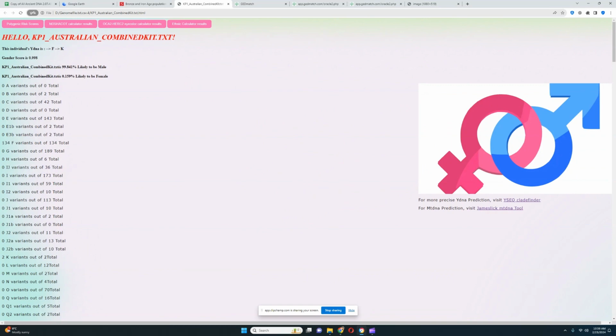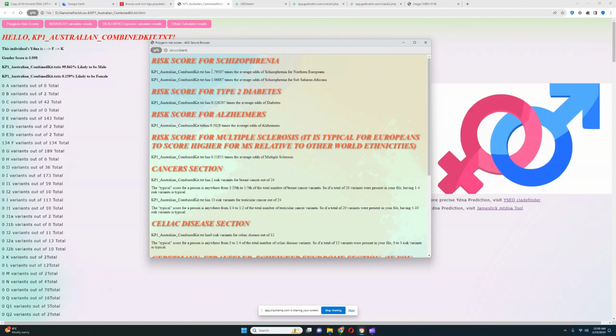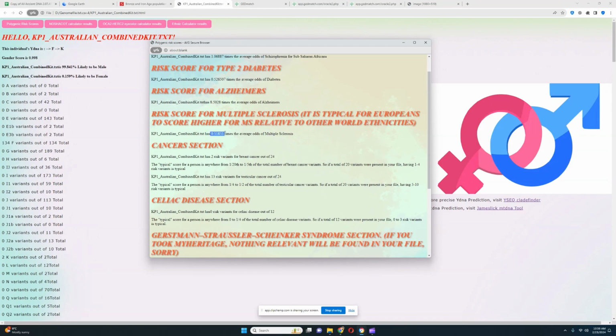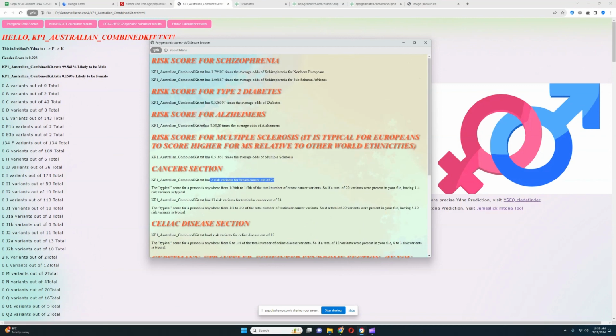Let's go ahead and explore his polygenic risk scores now. He's got significantly higher than average odds of schizophrenia, below average odds of diabetes, and an incredibly high score for Alzheimer's. We're going to have to explore the risk score for Alzheimer's more in depth afterwards, because this is really extreme. Below average score for multiple sclerosis, and 24 risk variants for breast cancer, which is pretty typical. We have to keep Alzheimer's in mind, something we'll talk about a little later.